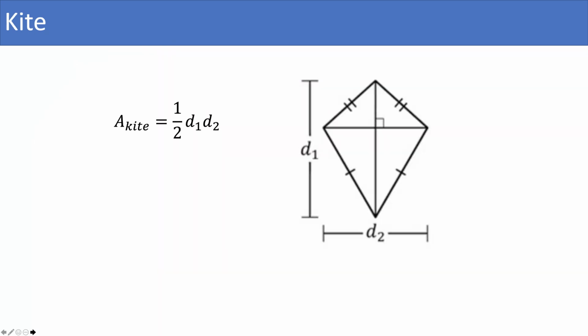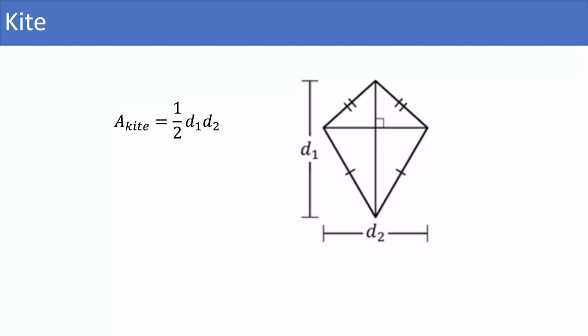All right, our next shape is a kite. We can see that it is a kite because it is a quadrilateral, and two pairs of consecutive sides are congruent. So these are congruent, but these are not congruent to each other.